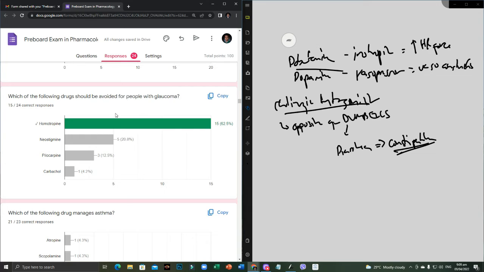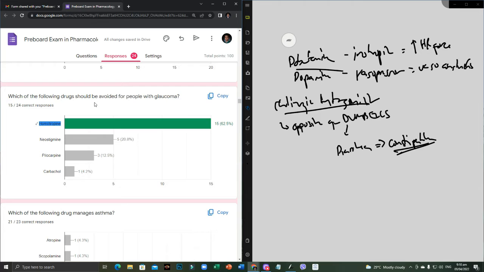Which of the following drugs should be avoided for people with glaucoma? Very good, class. The correct answer here would be homatropine. Normally, class, when you have glaucoma, you always try to avoid a cholinergic antagonist, because when you give a cholinergic antagonist, it increases IOP, which is something you don't want to happen if a patient has glaucoma.